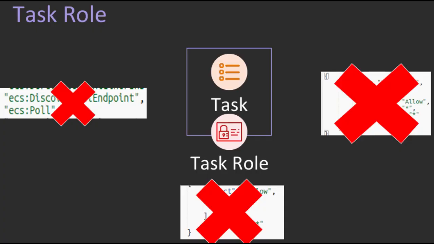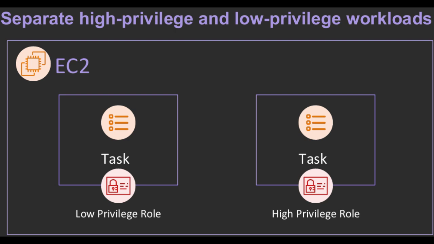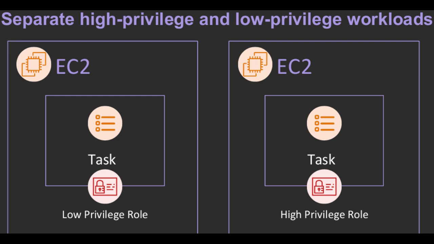Mitigation 2. Apply the principle of least privilege to your task roles. Give each task only the permissions it absolutely needs. This limits the damage if a role is stolen. Mitigation 3. Also minimize permissions for the task execution role. It only needs to pull images and write logs, not access your data. Mitigation 4. Architecture. Never run high privilege and low privilege or untrusted workloads on the same EC2 instance. Separate them physically.